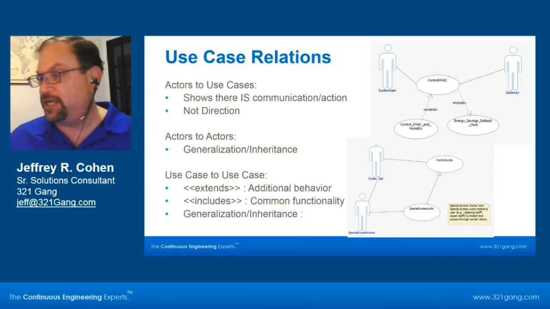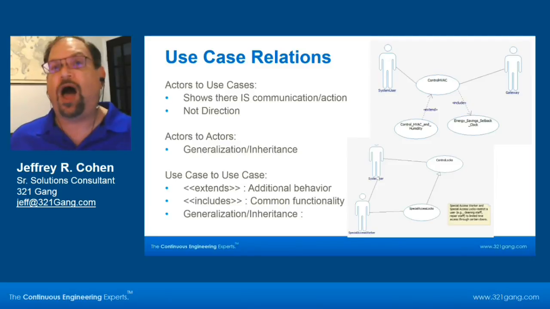The third kind of relationship is this generalization relationship. So I can have a general relationship that says, in this case, control the door locks, but I can have a special case, a special access mode that only lets certain people in with certain codes at certain times of day.